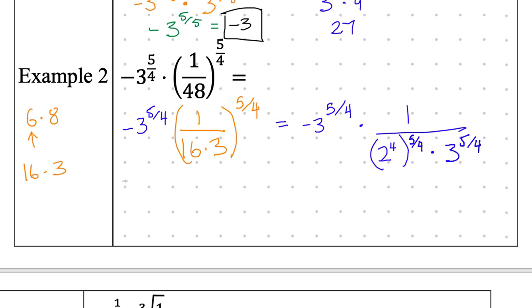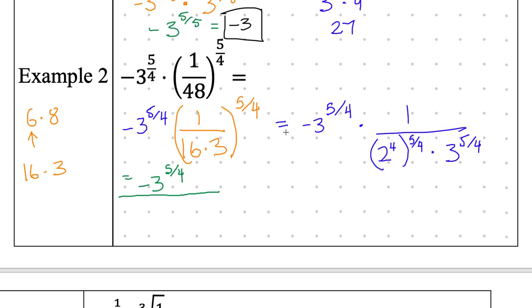All right, so from there, I'm going to still rewrite this negative 3 to the power of 5/4. I can't do anything with it yet. But now I can do something over here. I can say this is all going to be divided by this stuff. And we're going to simplify this a little bit.